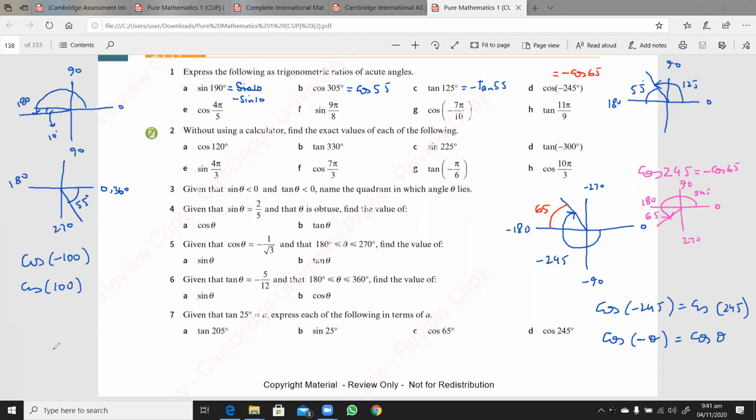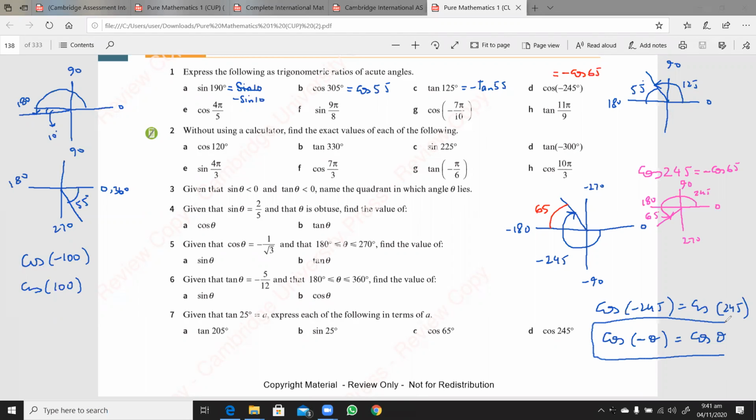Sometimes we do get confused when we have a negative angle. So you must be able to change that negative angle into a positive angle. We can simply say that cos minus 100 is the same as cos 100. You can check this from your calculators, and you can write this rule in general.